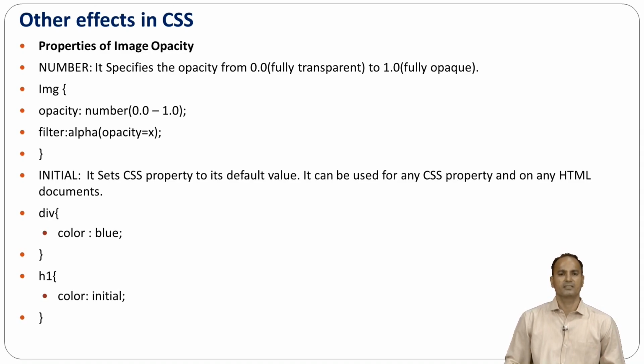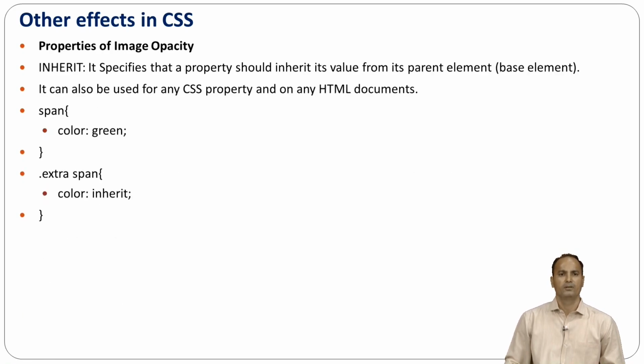Then another property is initial. It sets a CSS property to its default value. It can be used for any CSS property and on any HTML document. You can specify color: initial, so it will set its default value. Then the inherit property is there. It specifies that a property should inherit its value from its parent element. It can also be used for any CSS property and on any HTML document.